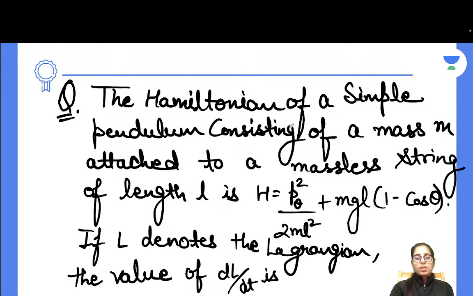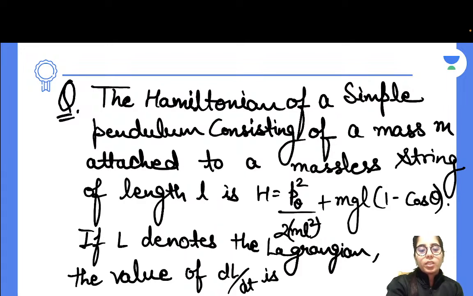So in this case, they have given you the Hamiltonian of a simple pendulum consisting of a mass m attached to a massless spring of length L. That is H equal to kinetic energy plus potential energy. So the kinetic energy form is p squared upon 2 m L squared, that's basically p squared upon 2m, right? So in place of m you have m L squared, plus mgh. In place of h you have L into 1 minus cos theta.